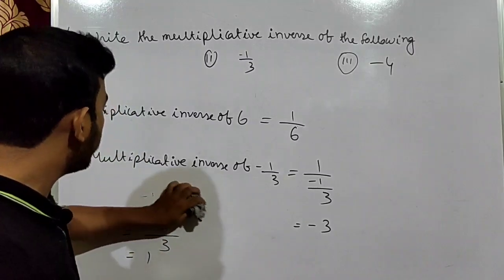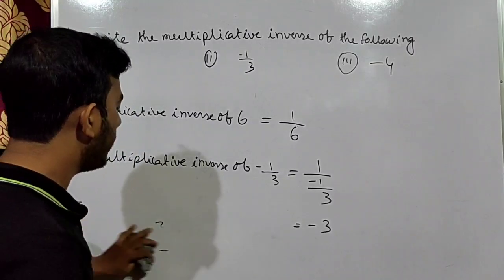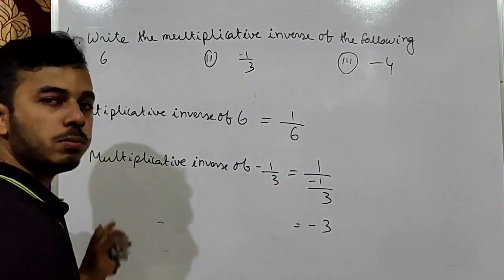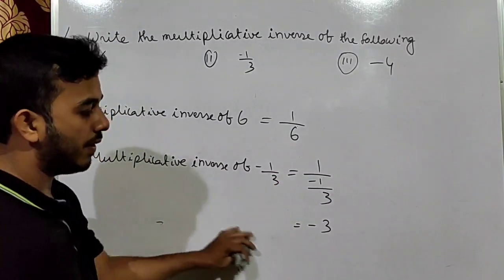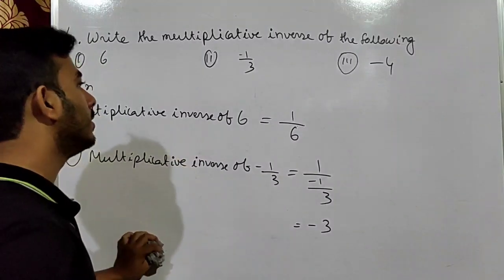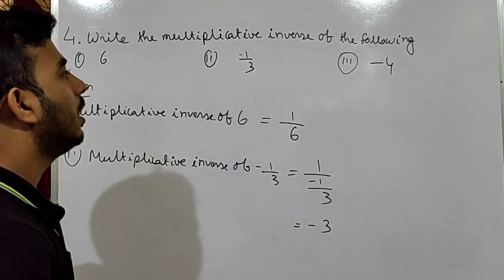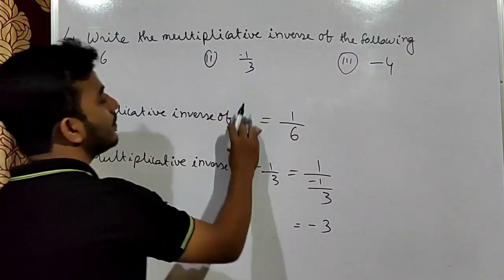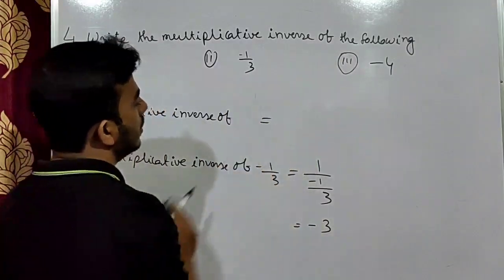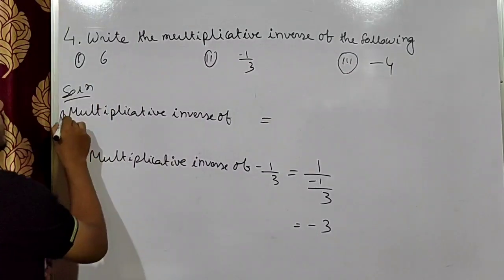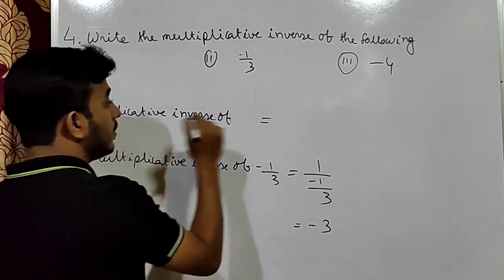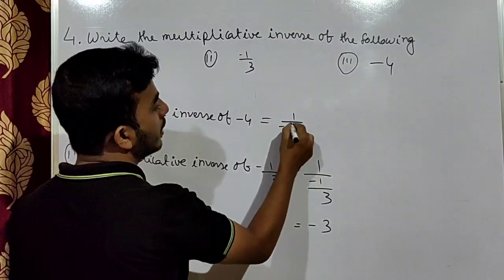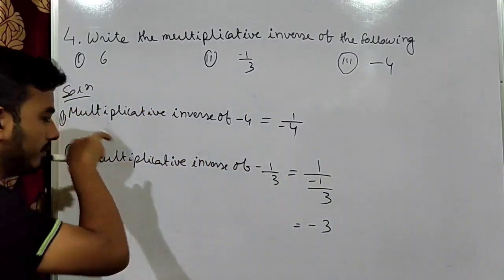To find multiplicative inverse is very easy, just divide 1 by the number. So here also I have divided 1 by minus 1 by 3, so I have found the multiplicative inverse, minus 3. So next number is minus 4. Multiplicative inverse of minus 4 equals how much? It will be 1 by minus 4. Clear?